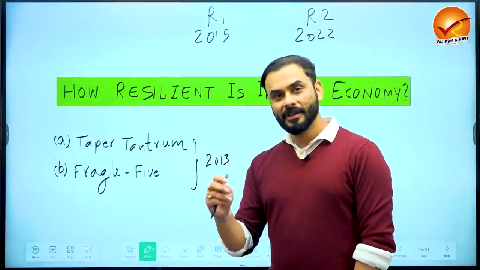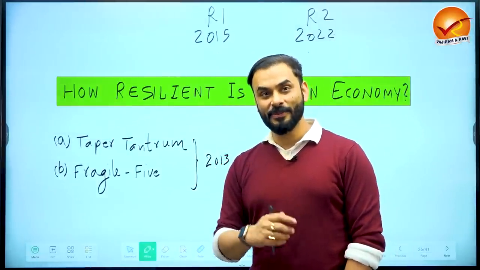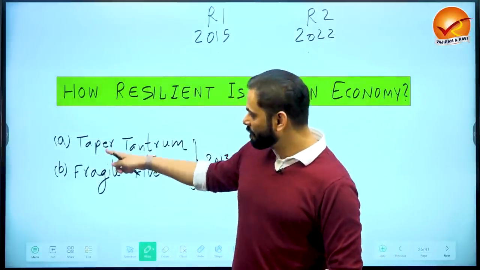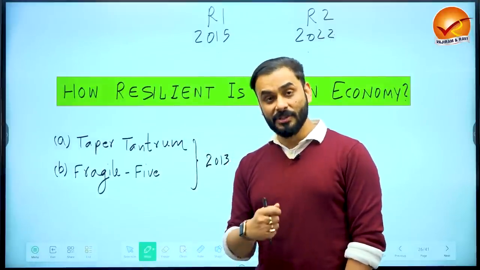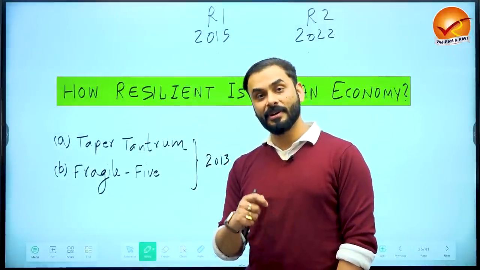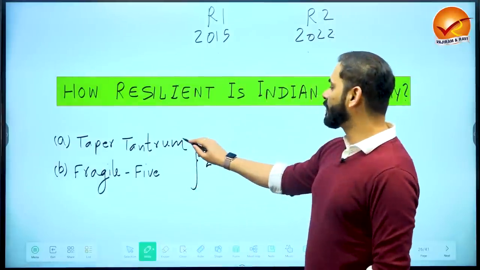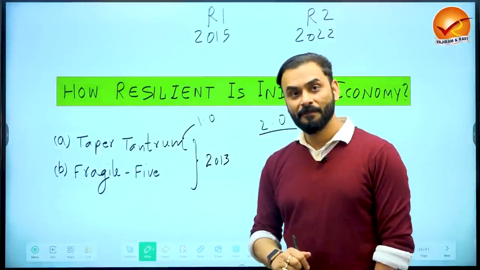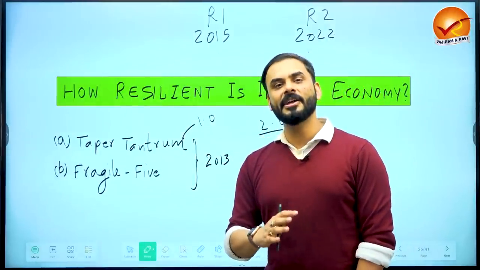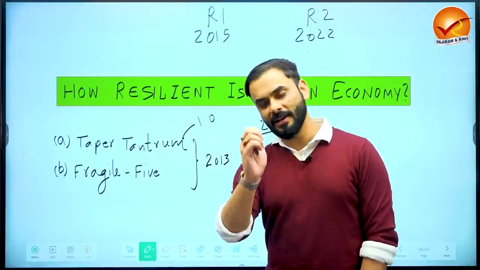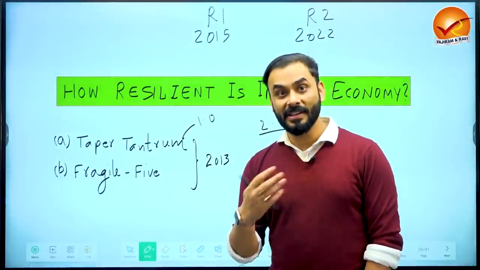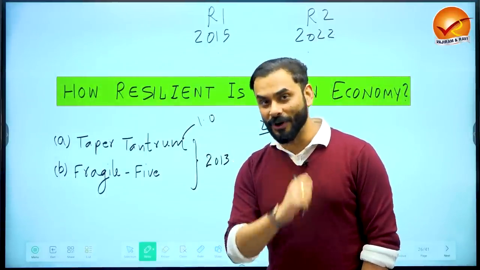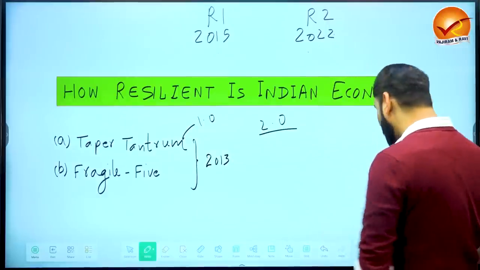Now, today also, many economists and experts are saying that if something like taper tantrum happens to India today, it is called taper tantrum 2.0. So this is called taper tantrum 1.0. And if taper tantrum happens today, experts are saying India is much more capable to handle it in an efficient manner. Let us examine if they are right or not. All right. So let's see.